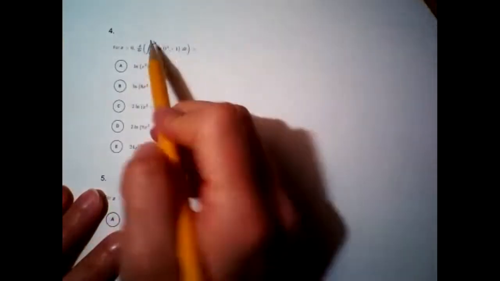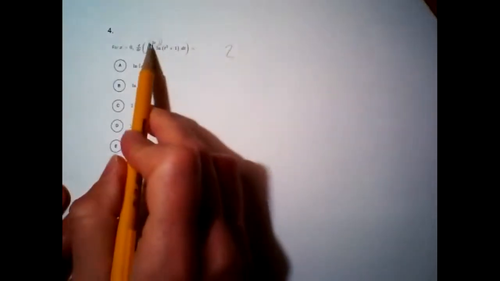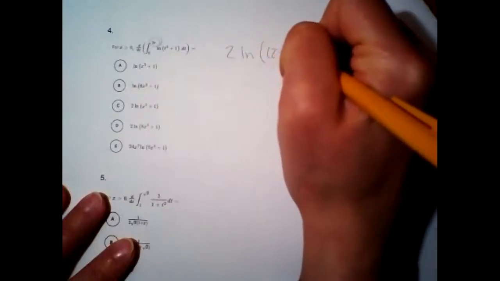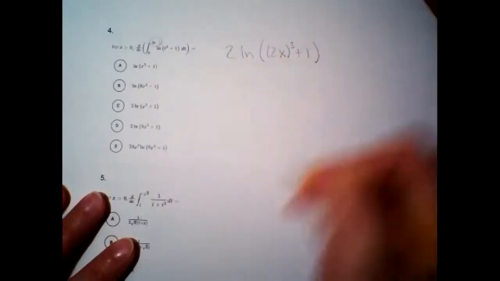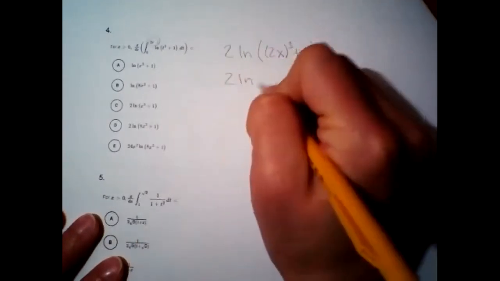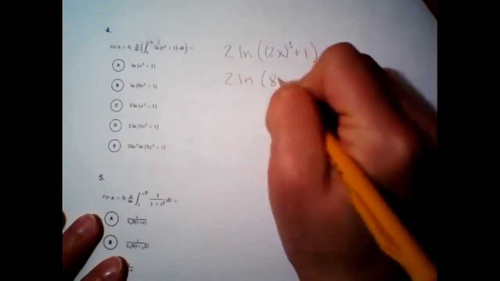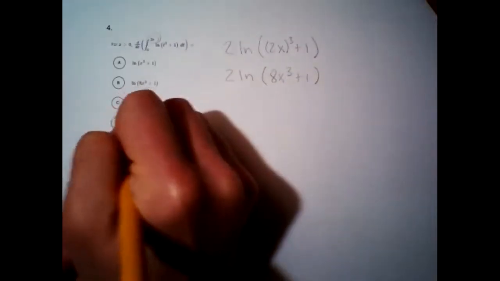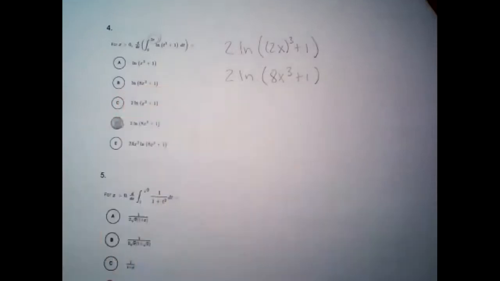All right, so number 4, we're just doing the derivative of this. Now there's going to be a chain rule. You have to chain on the derivative of 2x, which would just be 2. And then you're going to take 2x and plug it in for t. And so we're just going to cube the stuff that's in the parentheses there. So this would be 2 ln(8x^3 + 1). So that one is D.